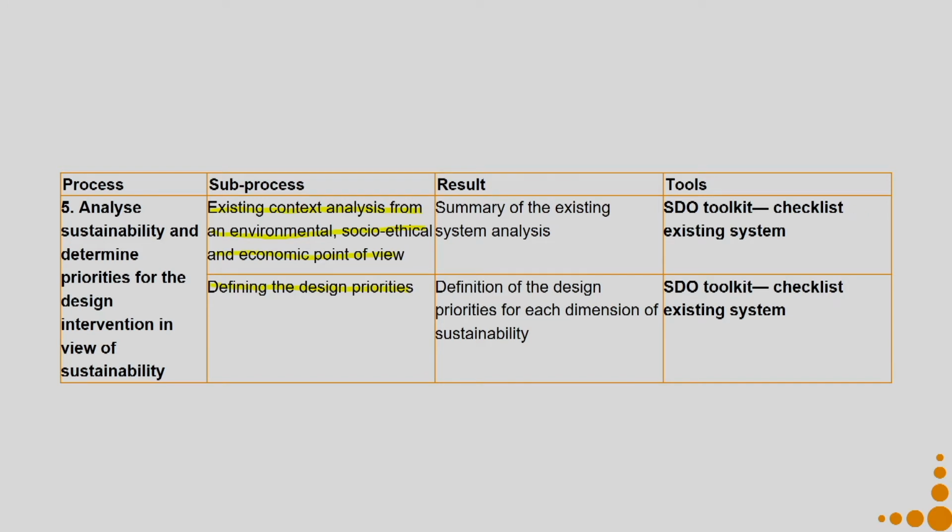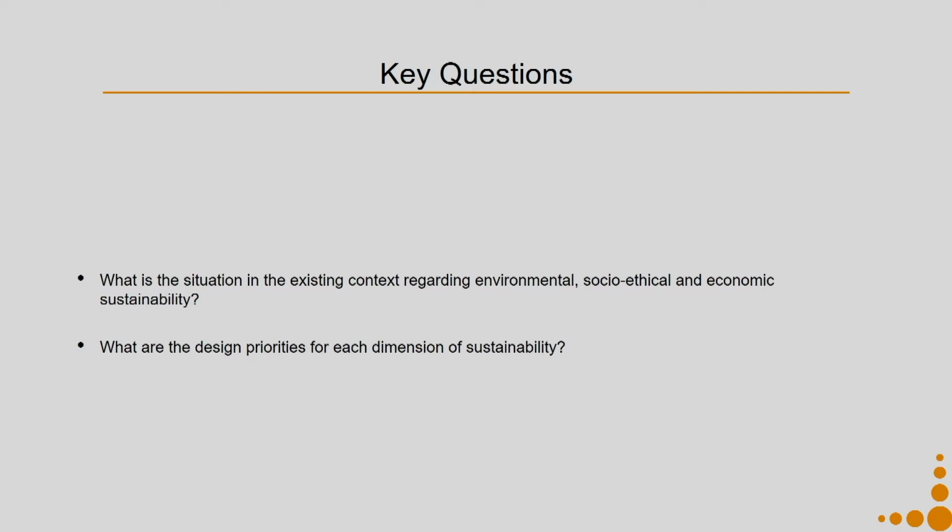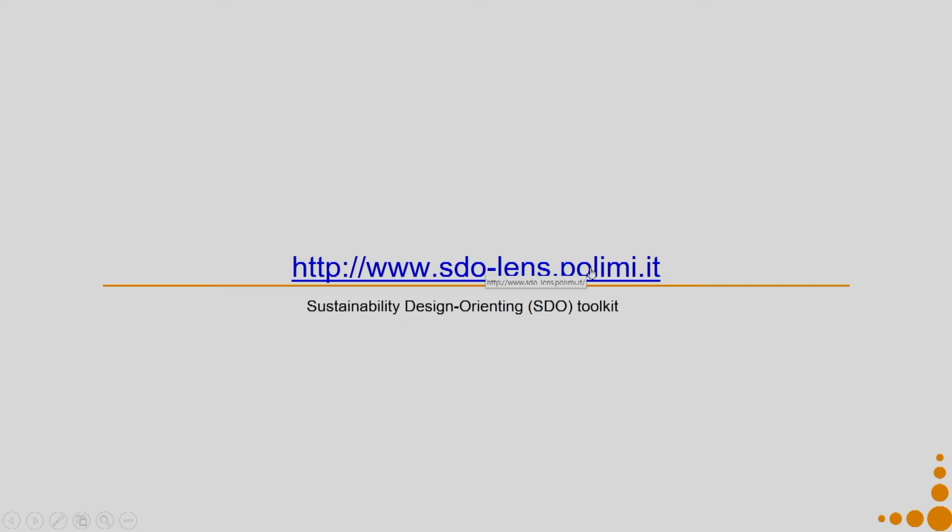There are also times when you might not find cases of excellence. In that case, process 4 can also be not done. So even to do this particular process, I use the same toolkit, which is called the SDO toolkit checklist existing system. The key questions over here are: what is the situation in the existing context regarding environmental, socio-ethical and economic sustainability? What are the design priorities for each dimension of sustainability? This process is one of the most important processes because this is the process which initiates the sustainability direction. So this is the link to the SDO toolkit.